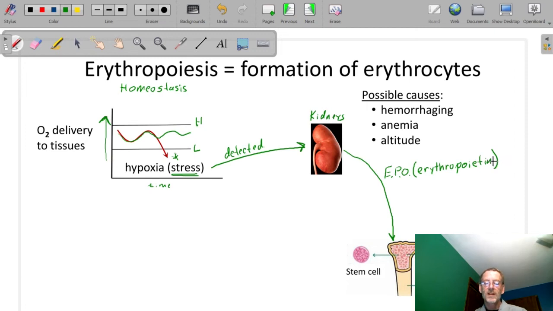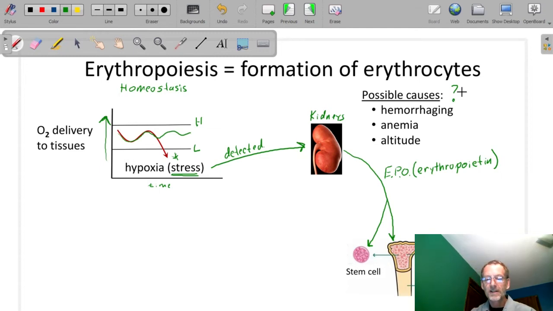So erythropoietin is a hormone. It circulates in the blood. It goes to the bone marrow, and it stimulates stem cells, which will ultimately make more red blood cells to fix the problem of too little oxygen carrying in the blood. But let's consider some possible causes of hypoxia, which was our original stress.